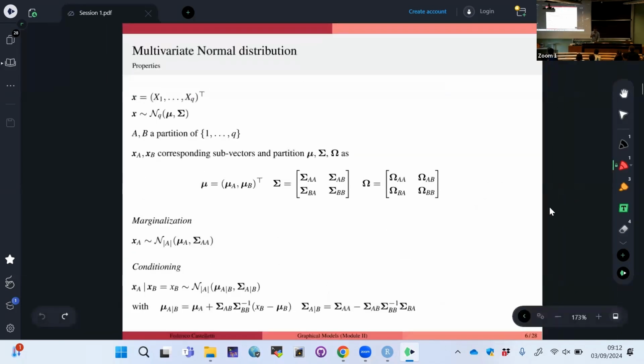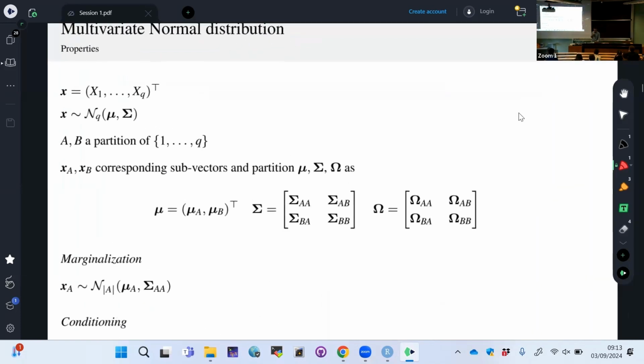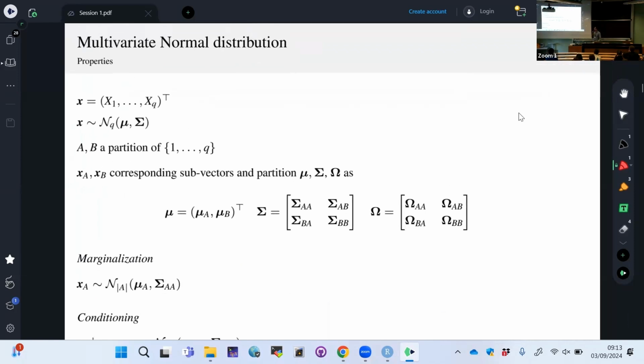Now there are a few properties of multivariate normal distributions which are quite useful, in particular when dealing with Gaussian graphical models. They are related to marginalization and conditioning in multivariate normal distributions. So let's start by assuming that X, our random vector, has a Normal_q(mu, sigma) distribution, so multivariate normal, and consider a partition of {1, ..., q} into two sets, A and B.